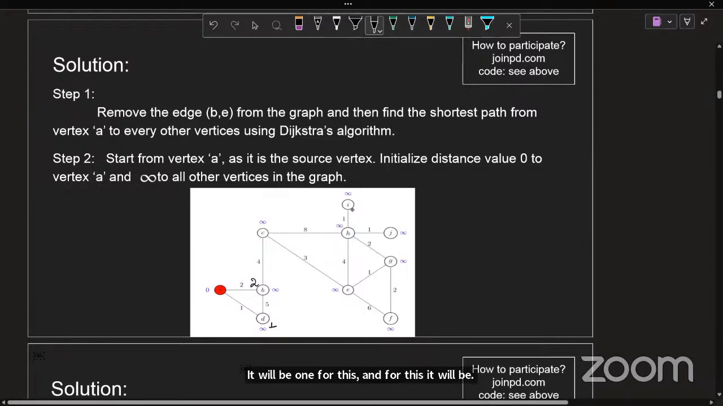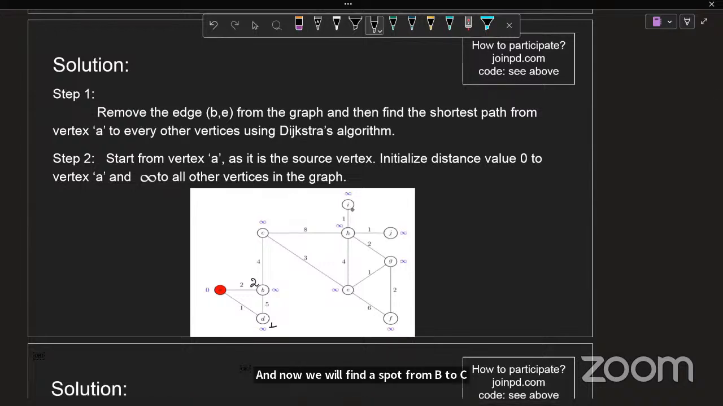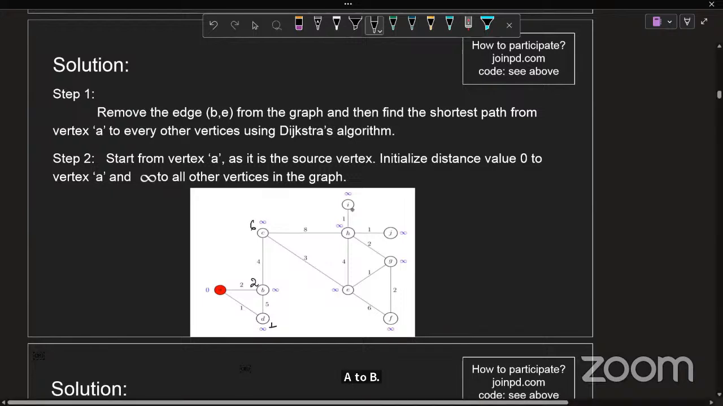And now we will find the shortest path to C. Dijkstra's algorithm is used to find the shortest path from the source vertex to all the vertices. So we will find the shortest path. Tell me what about this vertex? What is the shortest path? Till here it is 2, and 2 plus 4 is 6, right? Okay. What about the shortest path of H?